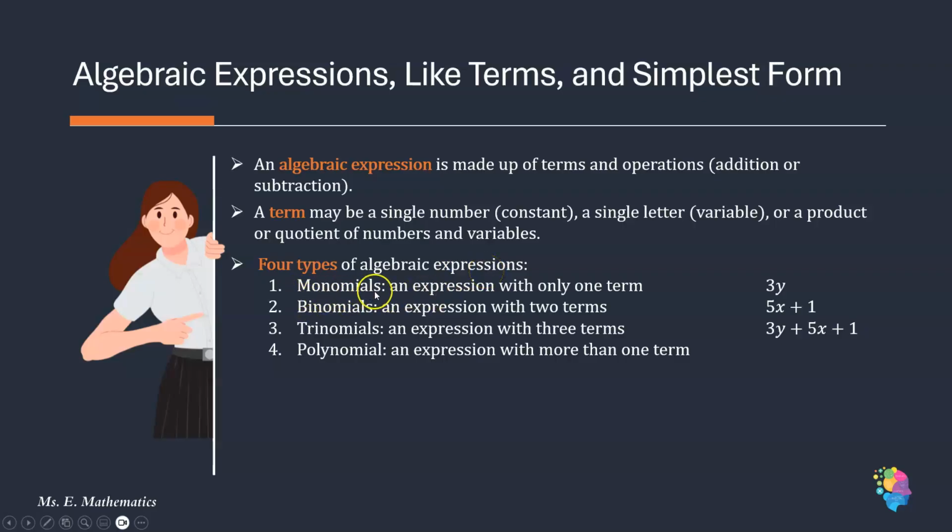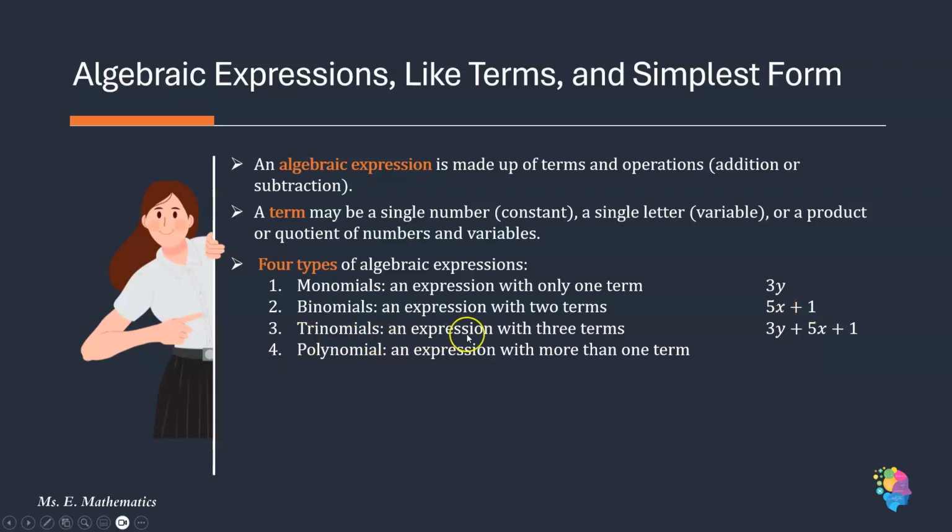We have a monomial, that's an expression with only one term. For example, 3y is a monomial. A binomial is an expression with two terms, such as 5x plus 1. The way we know it is two terms is because the terms are separated by this plus, so 5x is one term and the 1 is another.